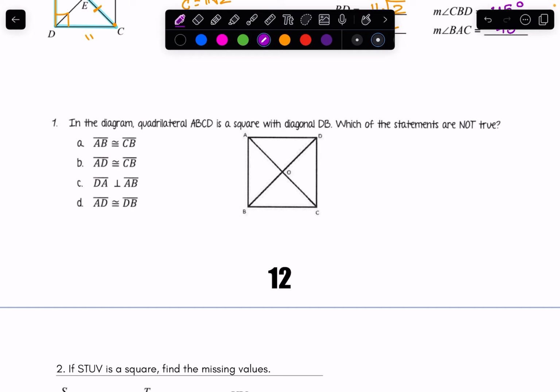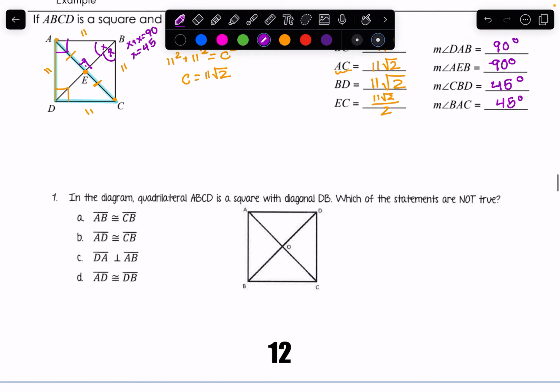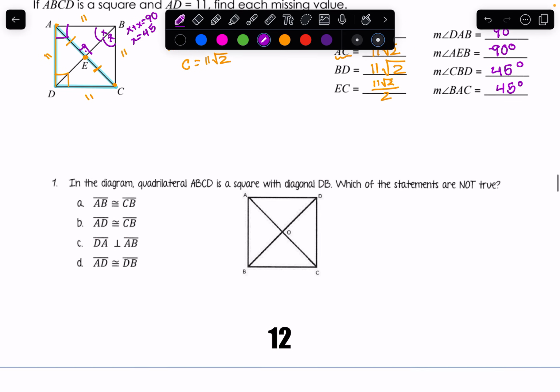So in the diagram, quadrilateral ABCD is a square with diagonal DB. Which of the statements are not true? So for a square, let's see. So AB is congruent to CB. That is true because all of the sides are congruent. AD is congruent to CB. That is also true. They're both sides.